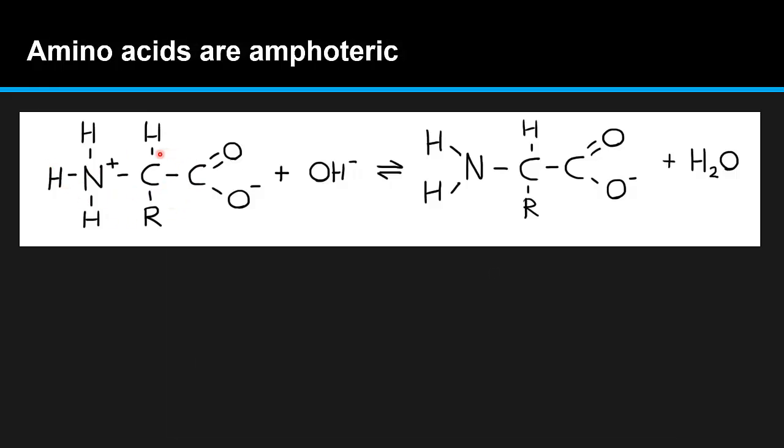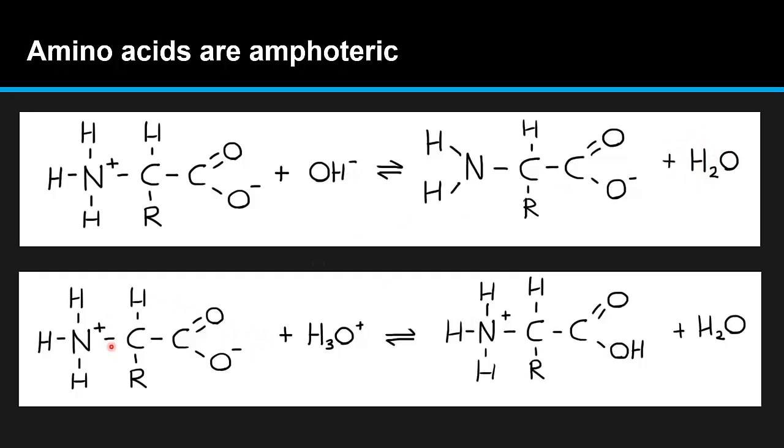Here we have the zwitterion, and in this case the zwitterion is acting as a Bronsted-Lowry acid, and it's donating one of these hydrogens here to this OH negative, which is the Bronsted-Lowry base. On the right side we have an NH2 and we have the water molecule.